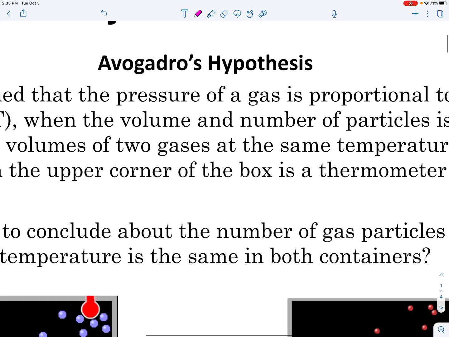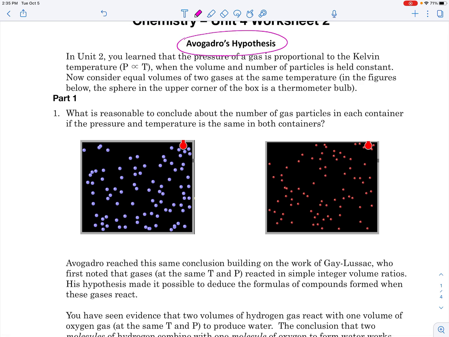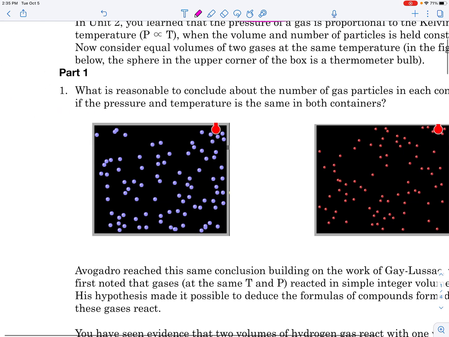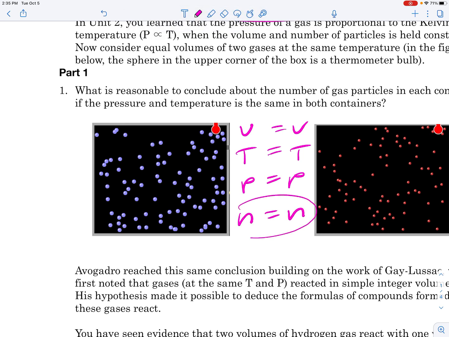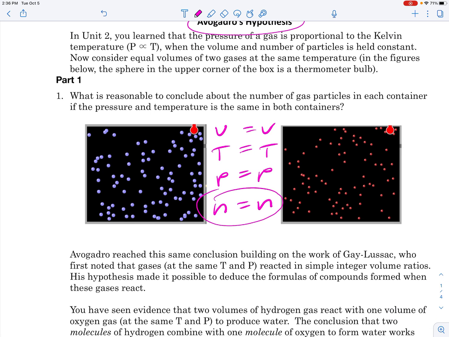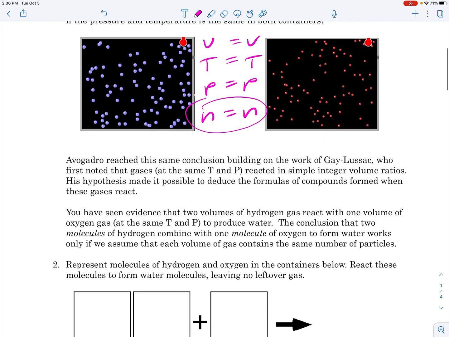Avogadro's hypothesis, which is actually Avogadro's law now, says that if you've got two gases in two identical containers, so the volume of each container is the same, and they have the same temperature and the same pressure, we can conclude that the amount of particles in each container is the same. And if we've got containers with equal numbers of particles, it allows us to compare those different gases when they get involved in chemical reactions. And it'll tell us something about those particles. So our first question is answered. The number of particles is equal.